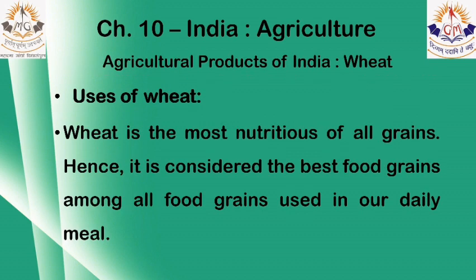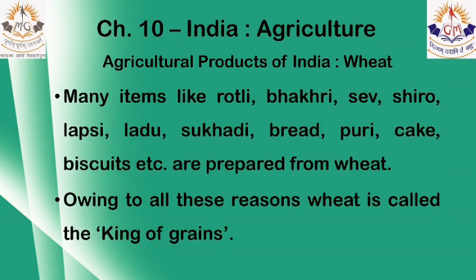Now, uses of wheat, just like rice. This is also a 4-mark question, quite a lengthy one. Wheat is the most nutritious of all grains. Hence, it is considered the best food grain among all the food grains used in our daily meal. Lots of food items are made from wheat, like roti, bhakri, sev, shiro, lapsi, laddu, sukhadi, bread, puri, cake, biscuits. All of them are prepared from wheat. Owing to all these reasons, wheat is called, underline, king of grains. What is the king of grains? Wheat is the king of grains.